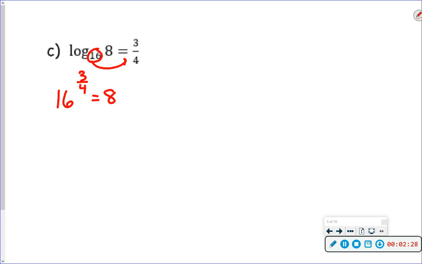Now, you can test this in your calculator. You can type in 16 raised to the 3/4 power. It will give you 8. So you can always test it to make sure you have everything arranged correctly.